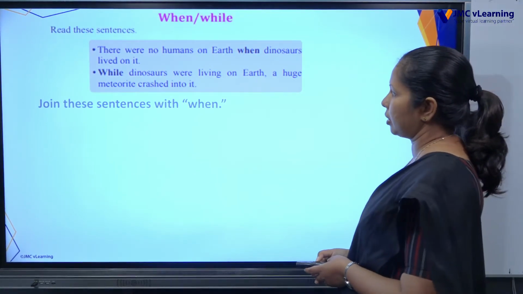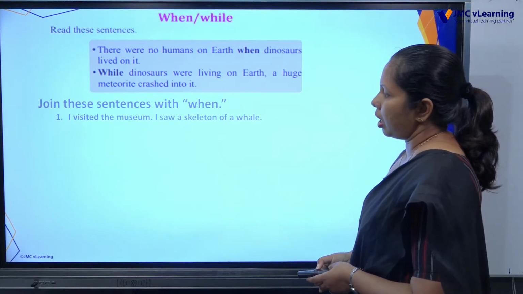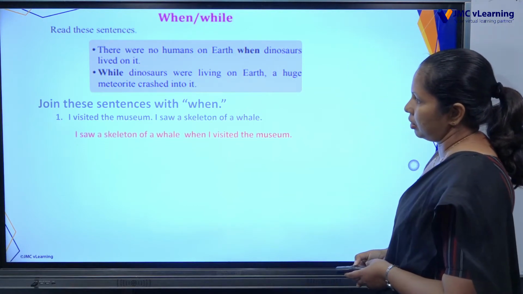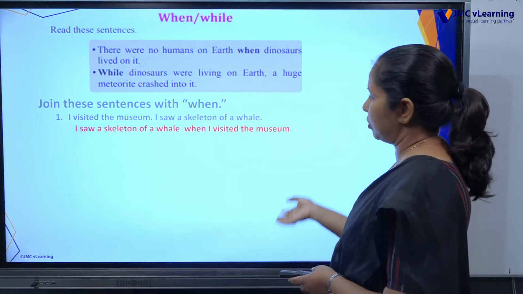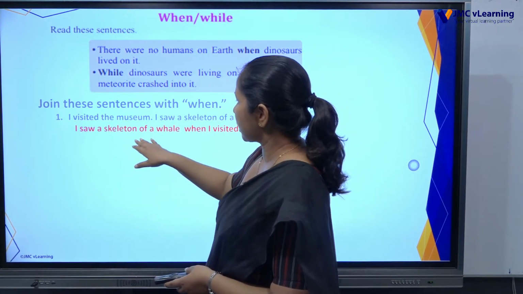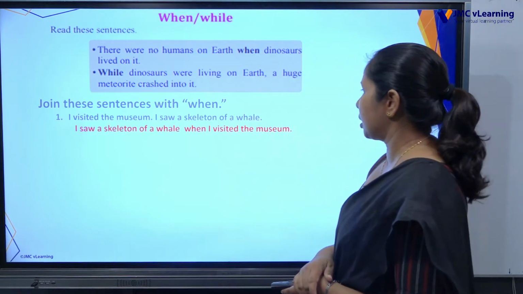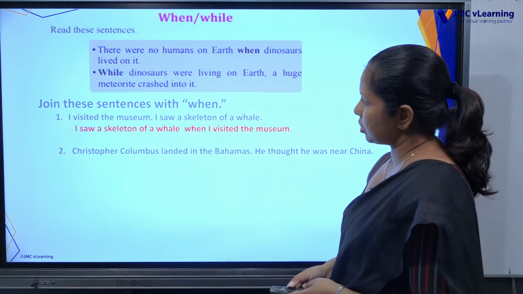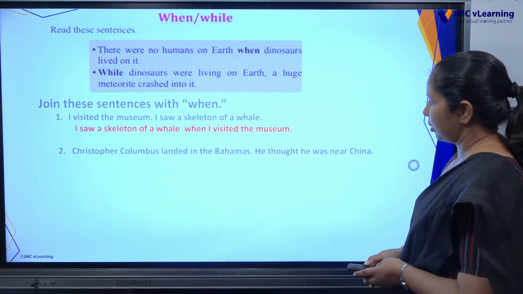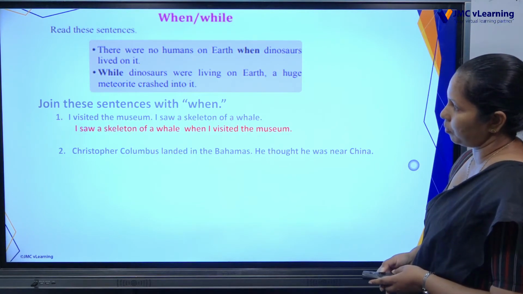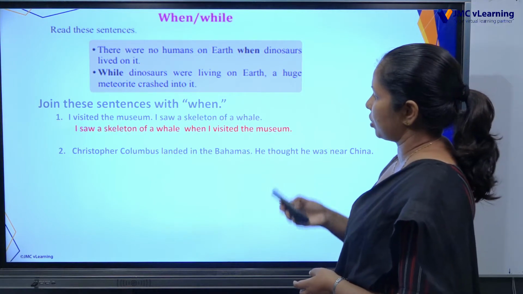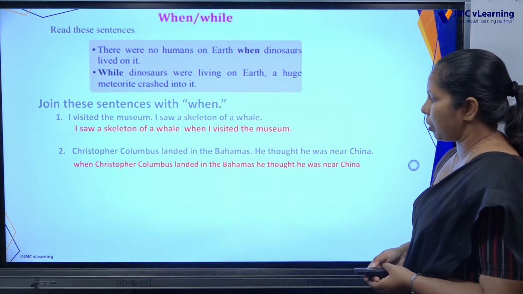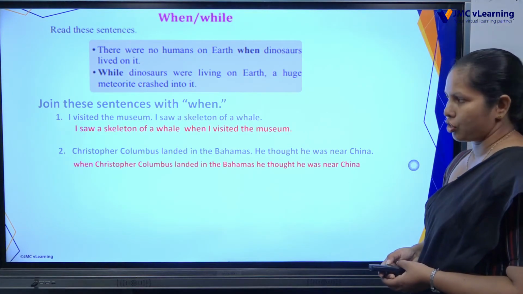Join these sentences with when. I visited the museum. I saw a skeleton of a whale. So, here we have to write it in this order. I saw a skeleton of a whale when I visited the museum. The next one, Christopher Columbus landed in the Bahamas. He thought he was near China. So, again here also we have to use the conjunction when. We can take it as when Christopher Columbus landed in the Bahamas, he thought he was near China.